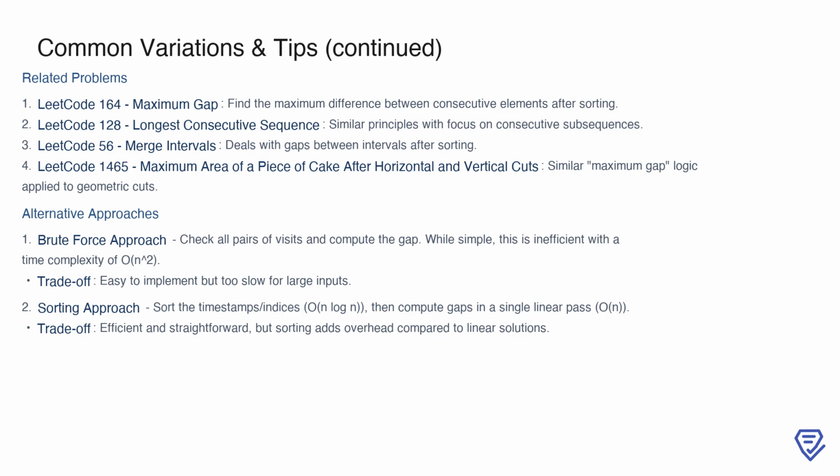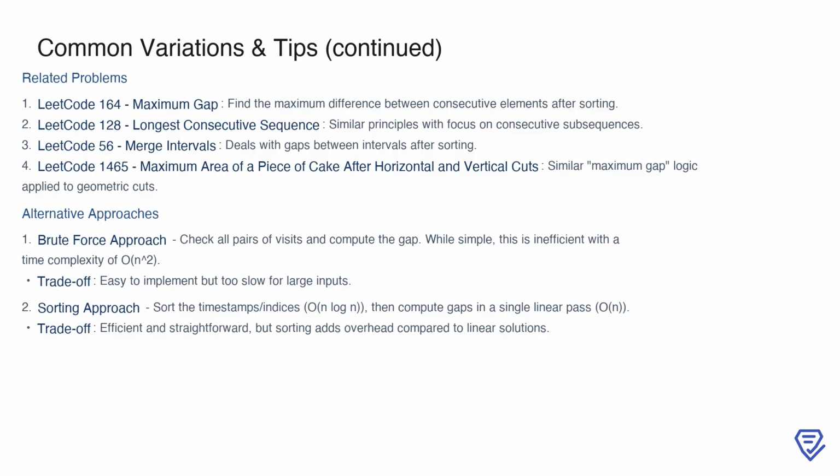For example, LeetCode 164, Maximum Gap, involves finding the largest difference between consecutive elements after sorting, which is directly aligned with the logic here. Similarly, LeetCode 128, Longest Consecutive Sequence, focuses on consecutive subsequences and shares the need for efficient data handling. LeetCode 56, Merge Intervals, is another relevant example, as it deals with identifying and managing gaps between intervals after sorting. Finally, LeetCode 1465, Maximum Area of a Piece of Cake After Horizontal and Vertical Cuts, applies the maximum gap principle to a geometric problem involving cuts.